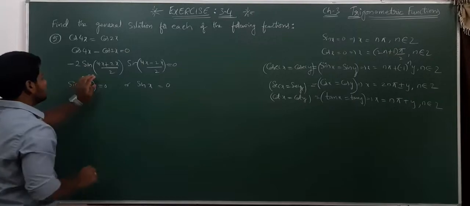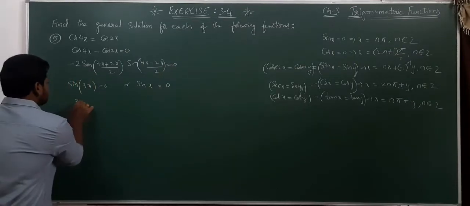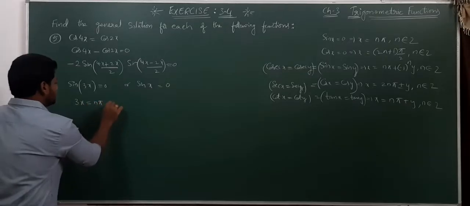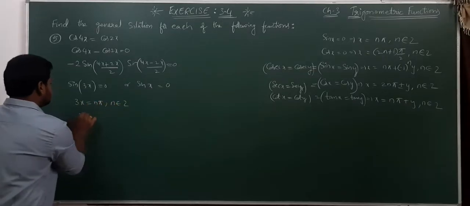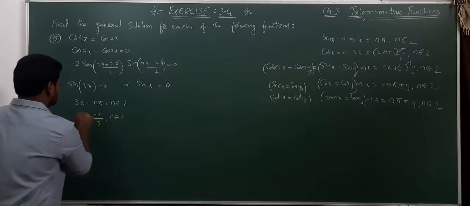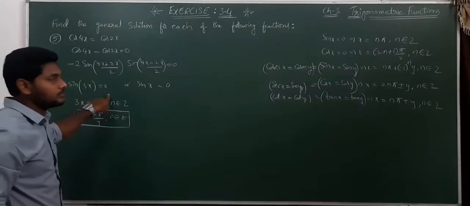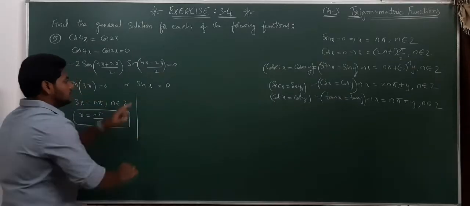So one is sin 3x equal to 0, which is in the form of sin x equal to 0. Then it is 3x equal to n pi where n belongs to Z. Therefore, it will become x equal to n pi by 3, n belongs to Z. This is one general solution when sin 3x equal to 0. And again, another general solution we will get.